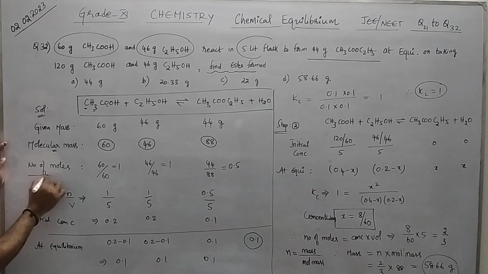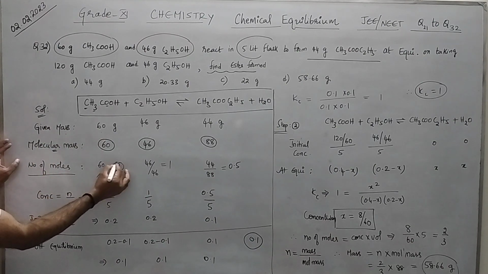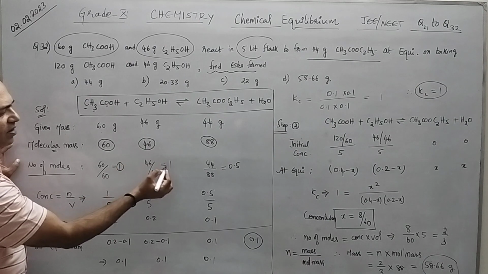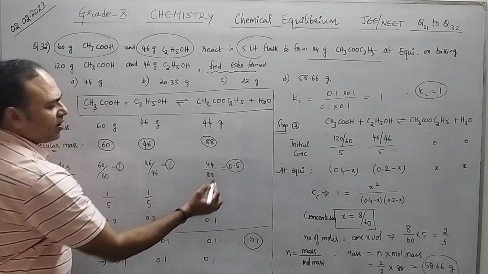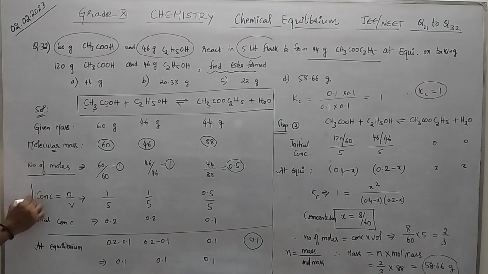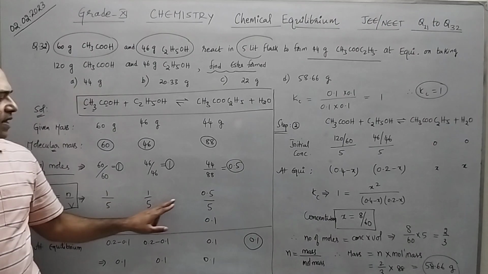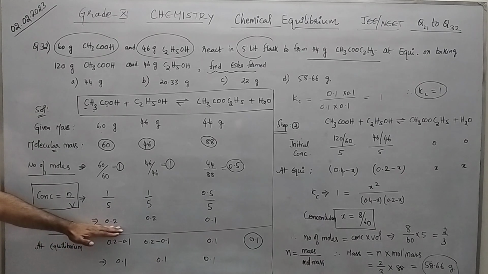Now what is the formula for number of moles? Number of moles is equal to mass by molecular mass. 60 by 60, nothing but 1. 46 by 46, 1. And 44 by 88, nothing but 0.5. So you got the number of moles. Next, you know the formula for concentration: concentration is number of moles by volume. So 1 by 5 liter, 1 by 5 liter, 0.5 by 5 liter. So you are going to get the initial concentration.